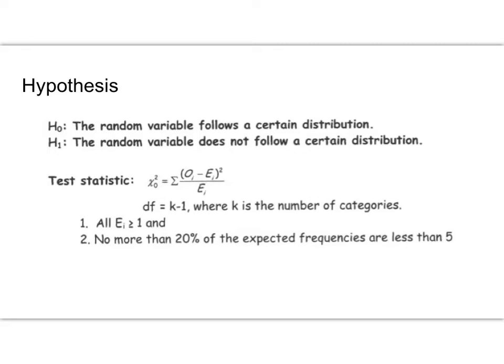So in the case of dice, if we were checking to see if a dice was fair, we have 1s, 2s, 3s, 4s, 5s, and 6s. Those are our categories, and so there are 6 of those, so our degrees of freedom would be 5. And then the last condition, all of our expected probabilities are greater than or equal to 1, and no more than 20% of our expected frequencies are less than 5.